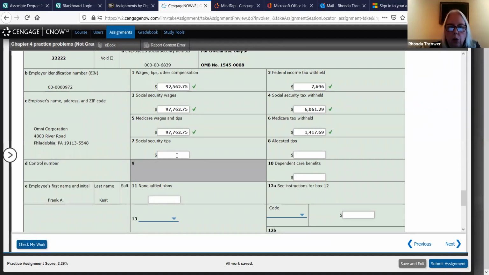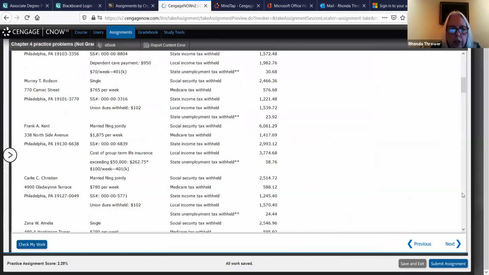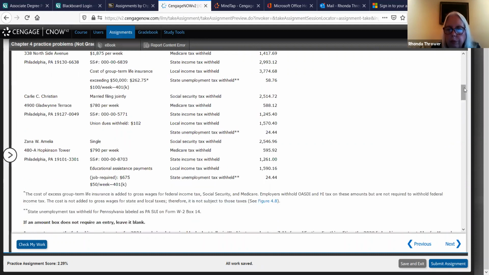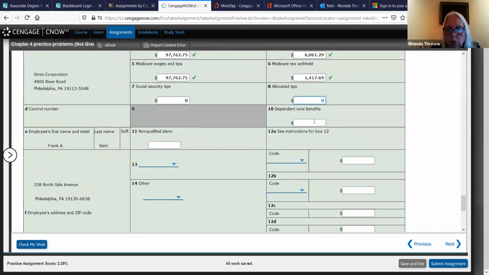And then there were no tips on this problem. On this one, let's see if he had any dependent care. I don't believe he did. No dependent care. And there was no non-qualified plan. So I'm going to go on to box 12.